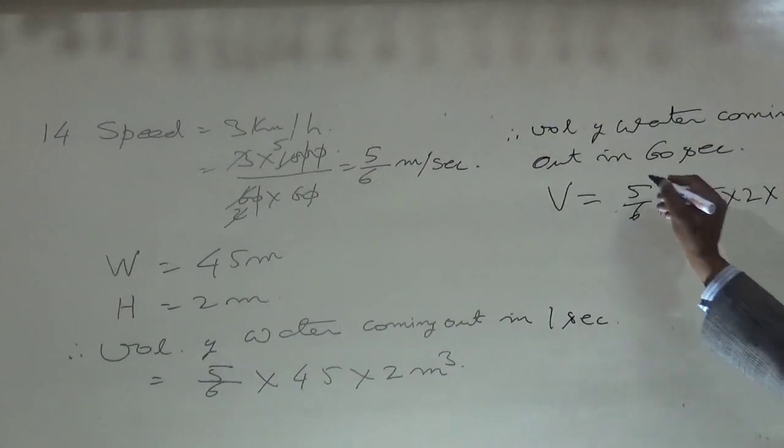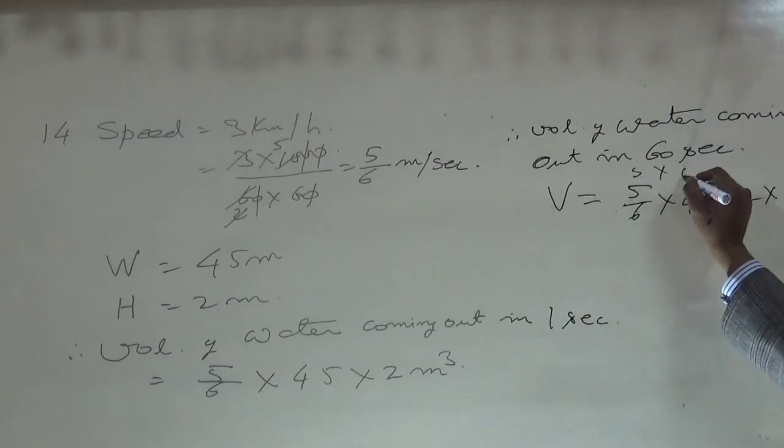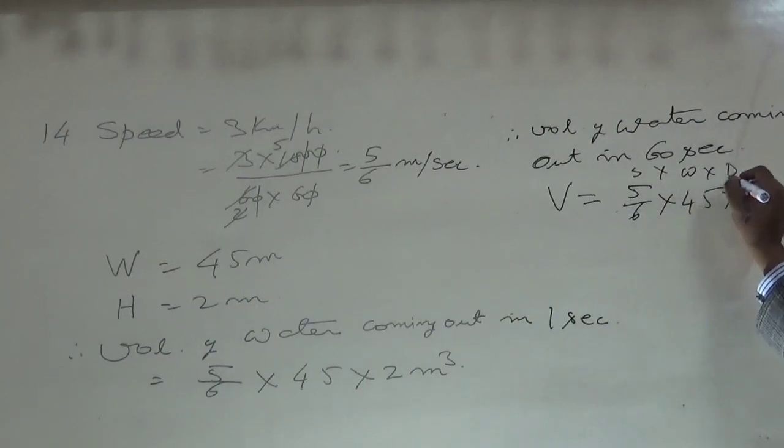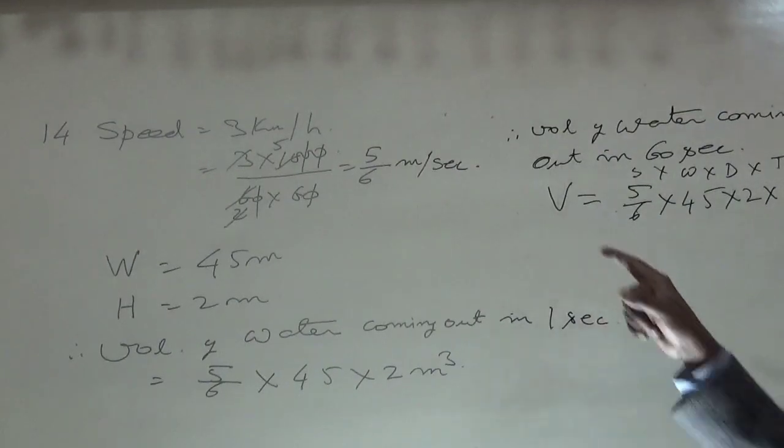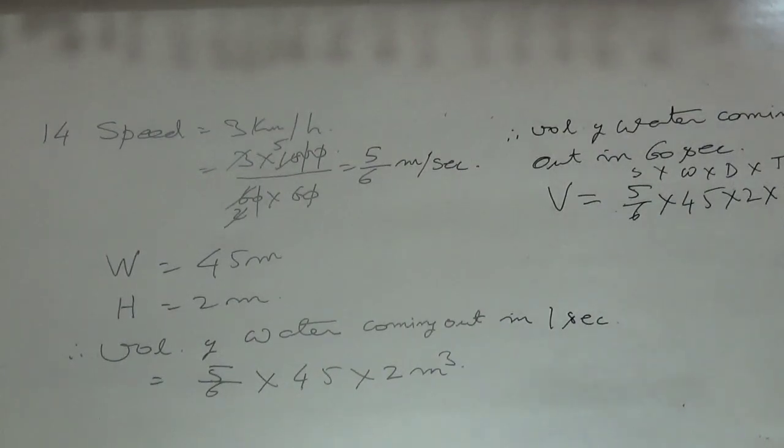This is speed, this is width, this is depth, and this is time. This is nothing but the volume of water coming out from the mouth of the river. Now listen, how many parameters are there? Volume is the number 1 parameter, speed is the number 2 parameter, width is the number 3 parameter, depth is the number 4 parameter, and the fifth parameter is the time.